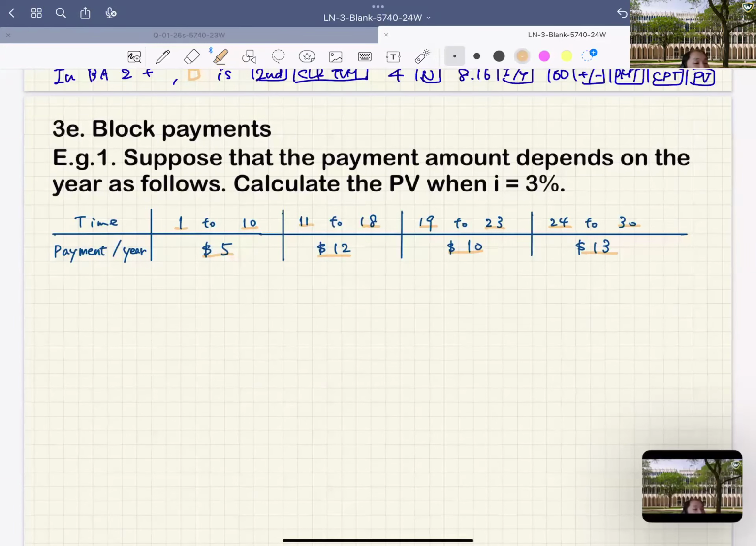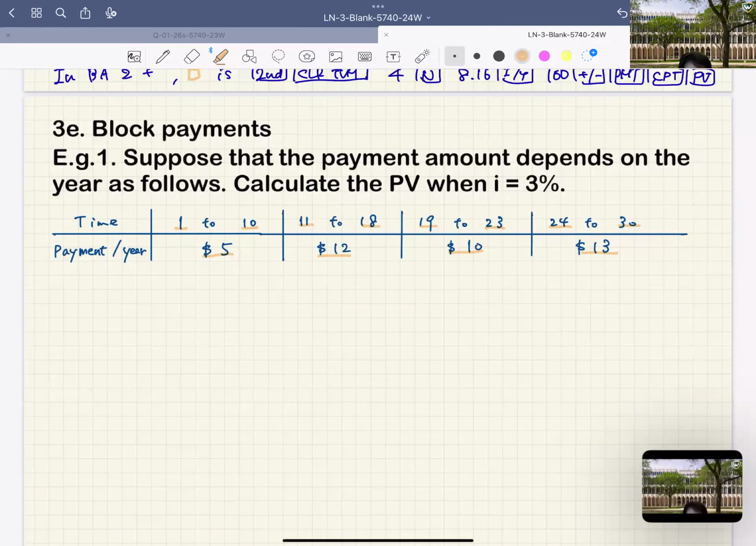So for example, some insurance companies or investment companies pay you $100 a month for 10 years first, but after that, they consider inflation and increase the payment to $120 per month for the next 5 years or something like that. So in that case, this block payment is some practical product.